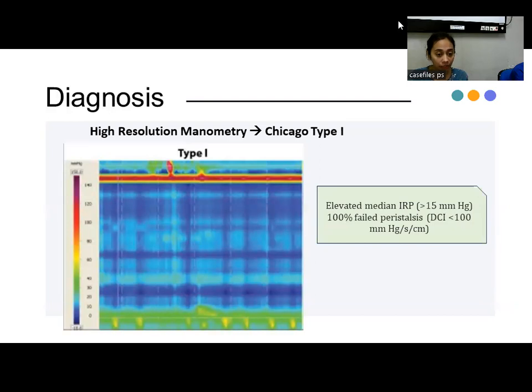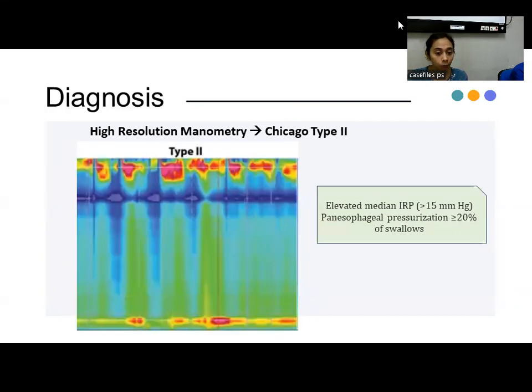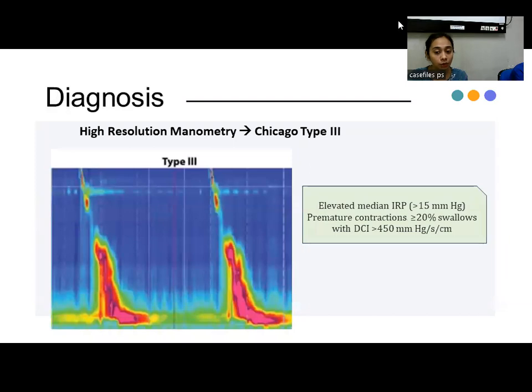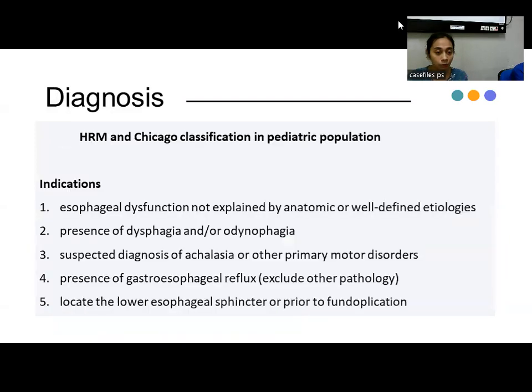On HRM, type 1 shows 100% failed peristalsis, DCI is less than 100, and we can see no peristaltic wave on the HRM. In type 2, there is pan-esophageal pressurization in more than 20% of the swallows. In type 3, there are premature contractions with DCI more than 450 in more than 20% of the swallows.